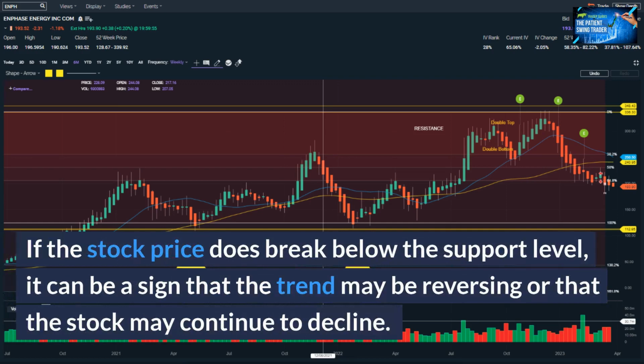If the stock price does break below the support level, it can be a sign that the trend may be reversing or that the stock may continue to decline.